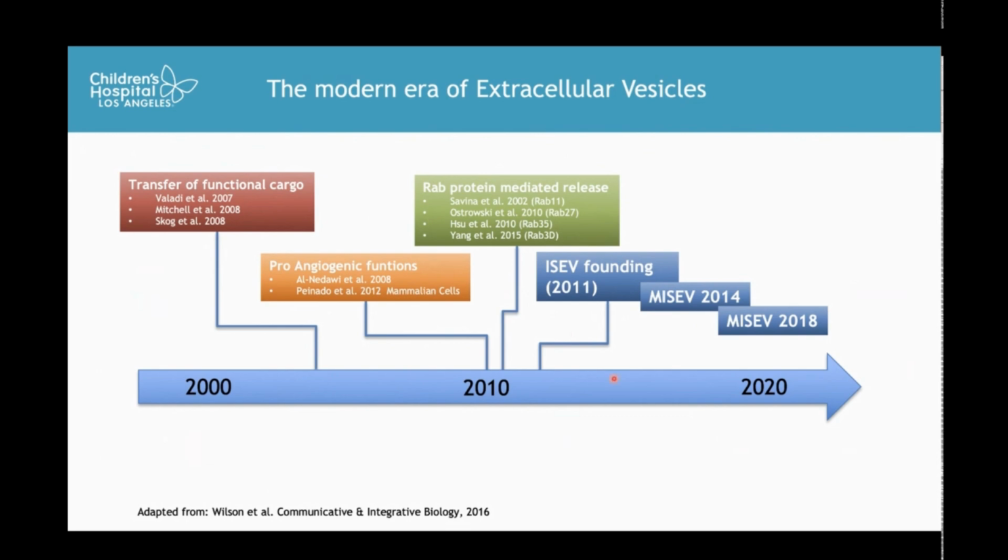And because of the considerable interest in understanding the biology and the functions of EVs, the International Society for Extracellular Vesicles was founded in 2011 with the mission of developing guidelines and standardizing research in extracellular vesicles. These guidelines came out in 2014 and in 2018, and have become sort of a pillar in research surrounding extracellular vesicles.